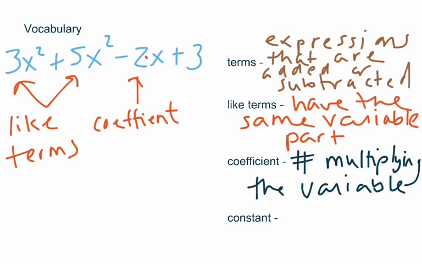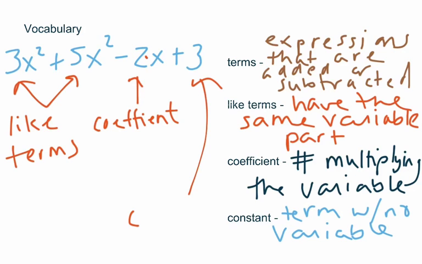And then the last one is the constant, and a constant is a term with no variable. And so in this particular example, the 3 is the constant. Hopefully that vocab is familiar to you. It's not brand new vocab. But if you had some confusion about using the word terms versus factors, that's going to come up later. Or somebody has tossed out the word coefficient for years and you just weren't sure what it meant, now we are all on the same page with that.